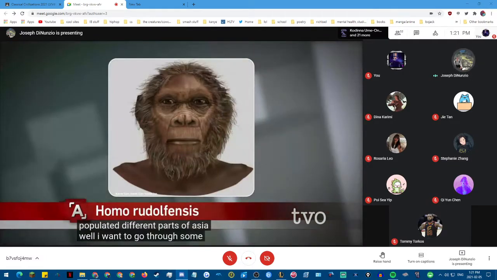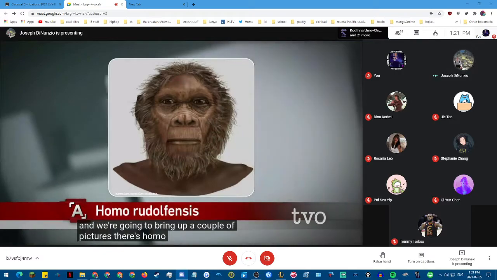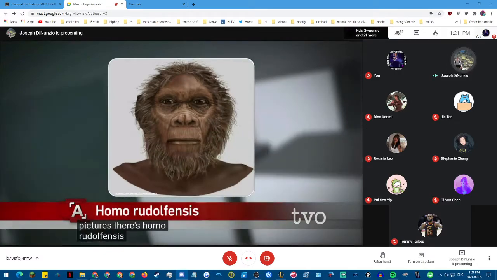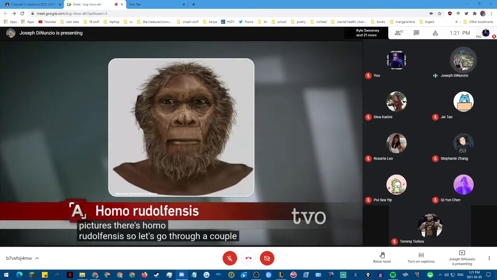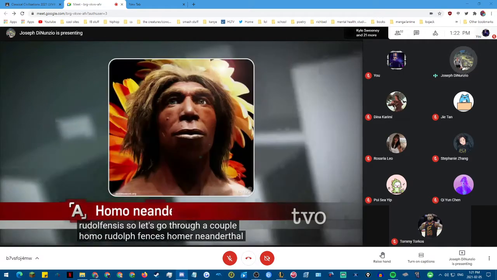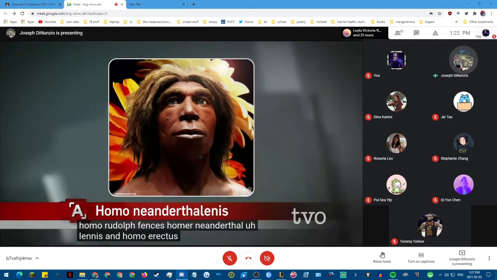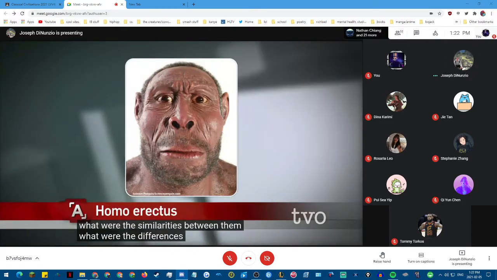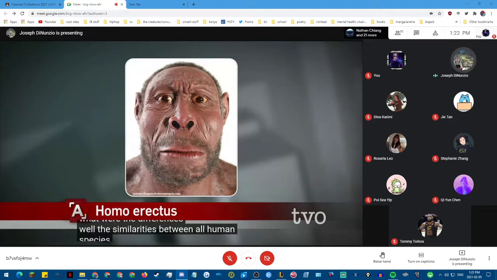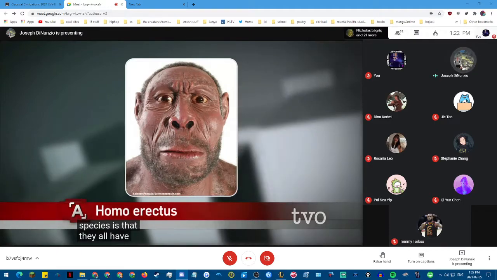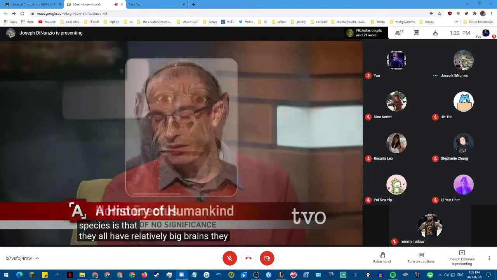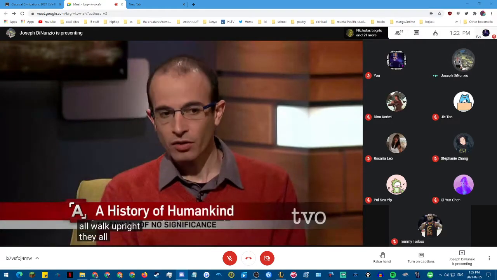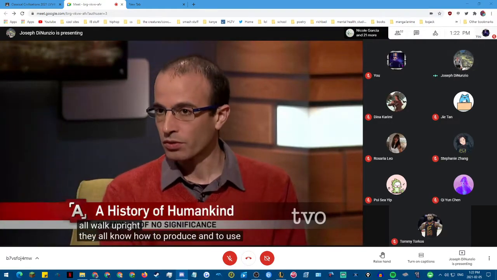Well, I want to go through some of them, and we're going to bring up a couple of pictures. There's Homo rudolfensis. So let's go through a couple of them: Homo rudolfensis, Homo neanderthalensis, and Homo erectus. What were the similarities between them? What were the differences? Well, the similarities between all human species is that they all have relatively big brains. They all walk upright. They all know how to produce and to use tools.